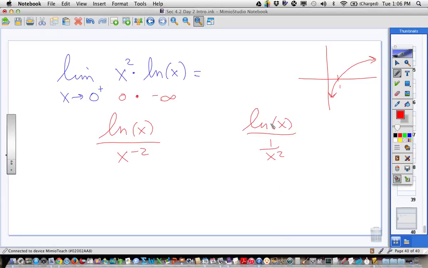But now, as this approaches 0, we said this was negative infinity. Here, as x approaches 0, that's 1 over a really big number. Or excuse me, 1 over a really small number, which is getting to be big. So this is infinity over infinity. So L'Hopital's rule will now work. So let's do this in black. So what is the derivative of the top? 1 over x. The derivative of the bottom? Negative 2x to the negative 3.